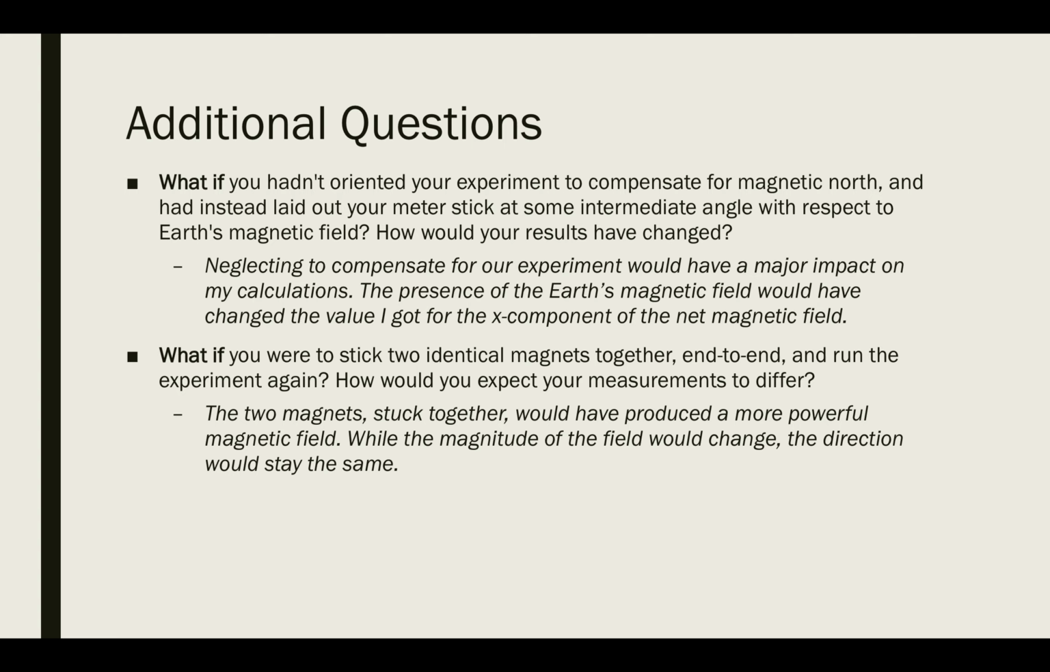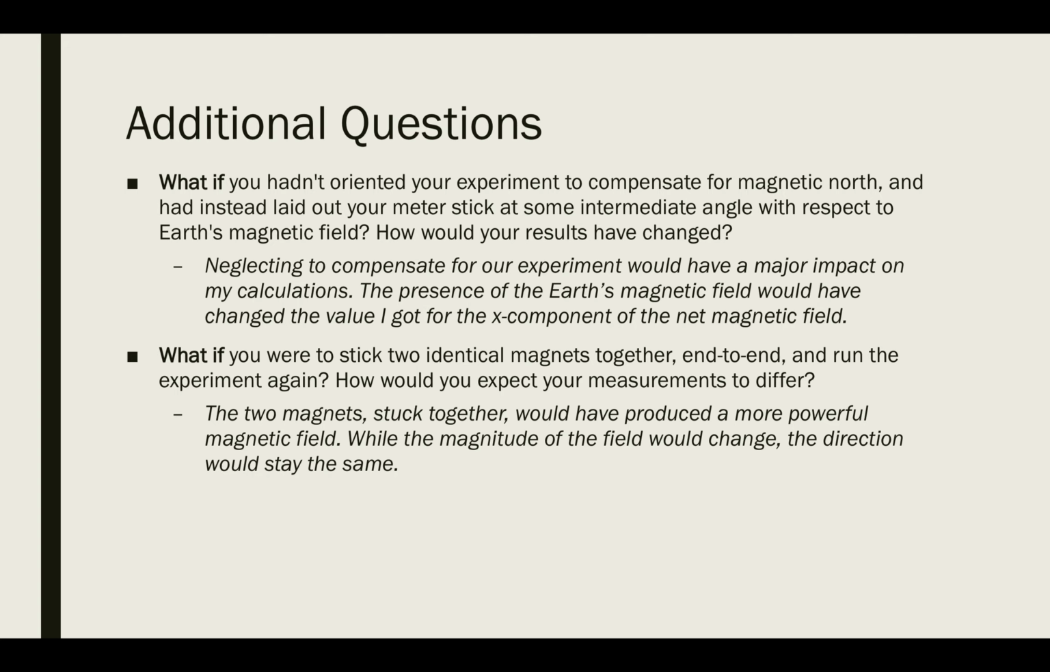To conclude this lab, let's answer some final questions. What if we hadn't oriented the experiment to compensate for magnetic north and had instead laid out the meter stick at some intermediate angle with respect to Earth's magnetic field? How would the results have changed? Neglecting to compensate for the magnetic field of the Earth in our experiment would have a major impact on the calculations. The presence of the Earth's magnetic field would have particularly changed the value that we got for the x component of the net magnetic field.